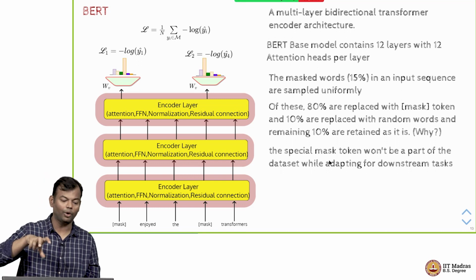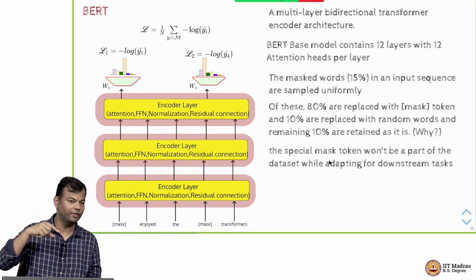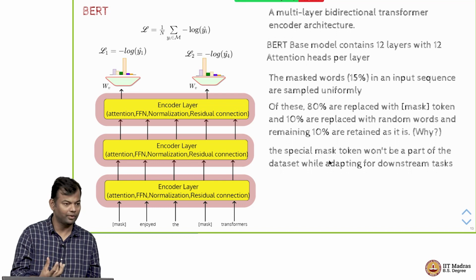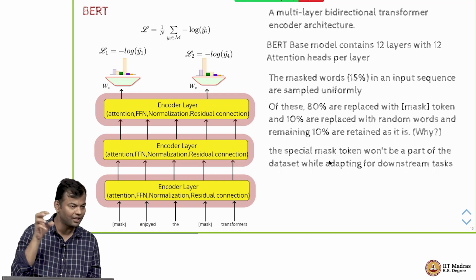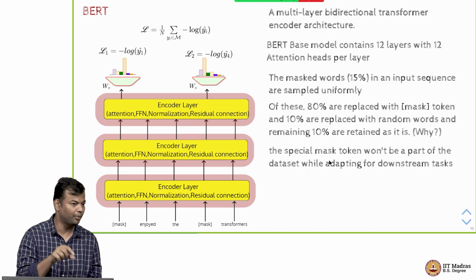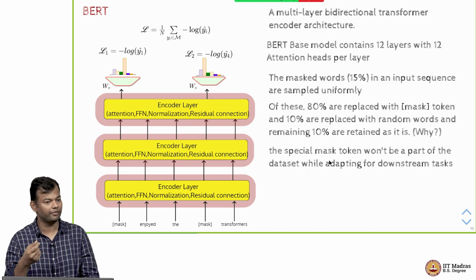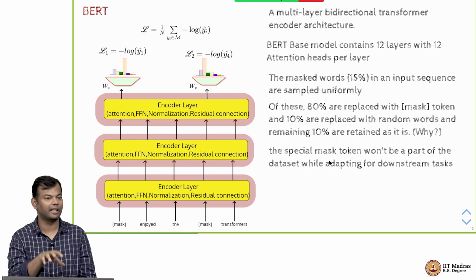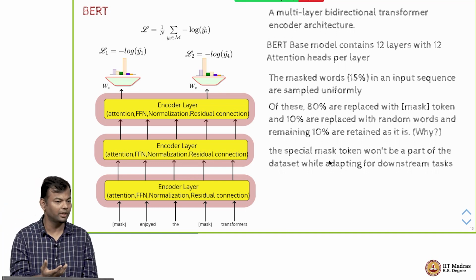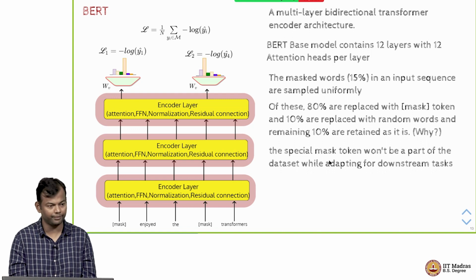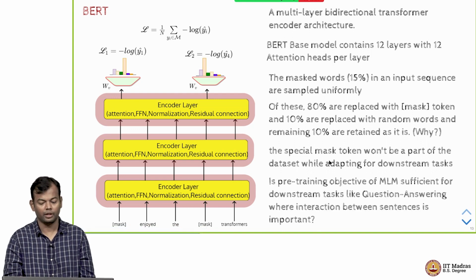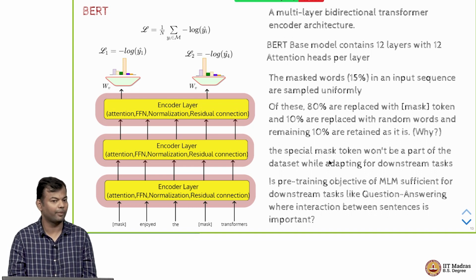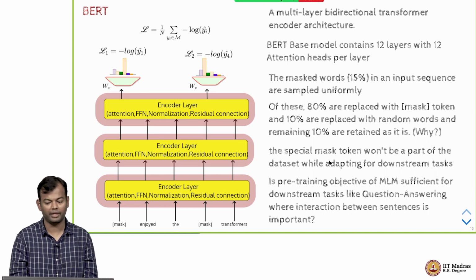That's why they wanted to make sure that they also account for the situation where your real input does not have masks, it's actually the correct word there. That's why they put this, that 10% of the words which you have chosen for masking will actually have the original word itself, so that at test time it can deal with the situation where you have an original word and you want to predict something using that. So that's the idea behind this. Now the other question was, if you just have the masked language modeling objective, is it good enough for all the downstream tasks that you might be interested in?